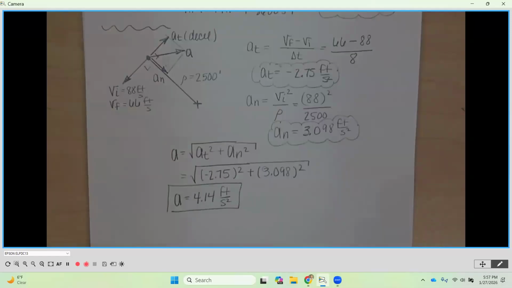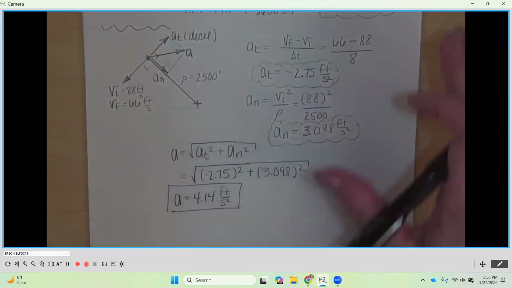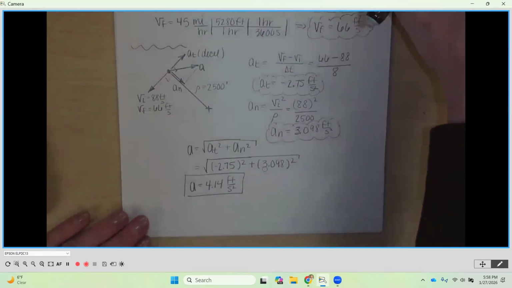Even though the negative is on the 2.75, because we square it, it becomes positive, right? So that doesn't really have a bearing on the value itself. Okay. Did you get 4.14 feet per second squared for your acceleration? Yeah, there you go. So that's our first problem.